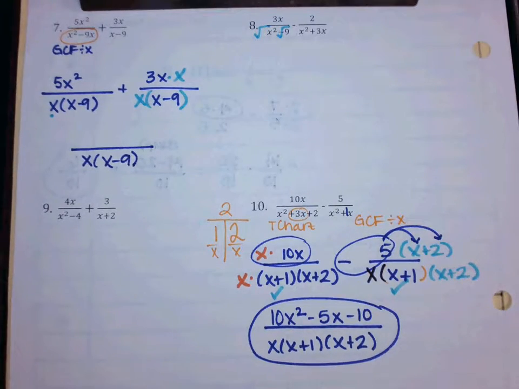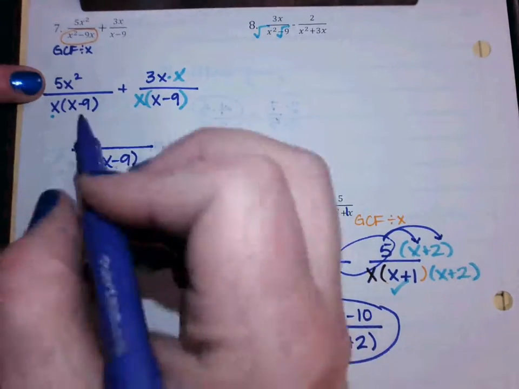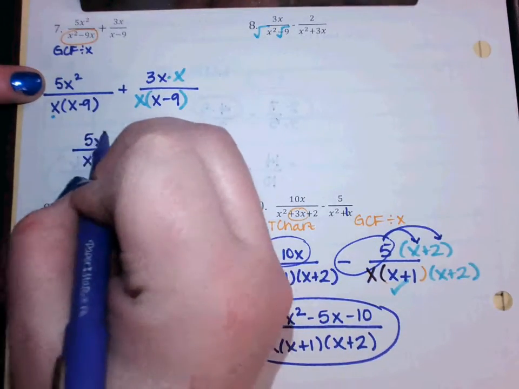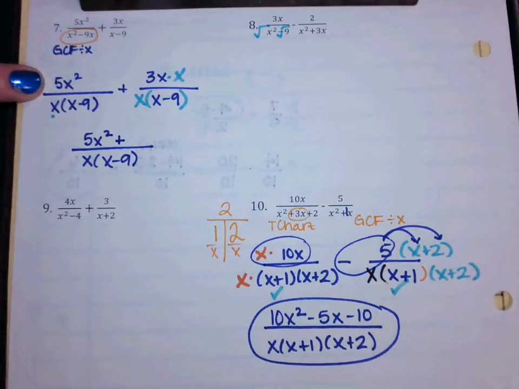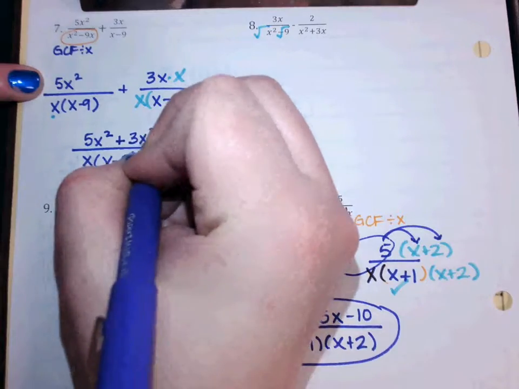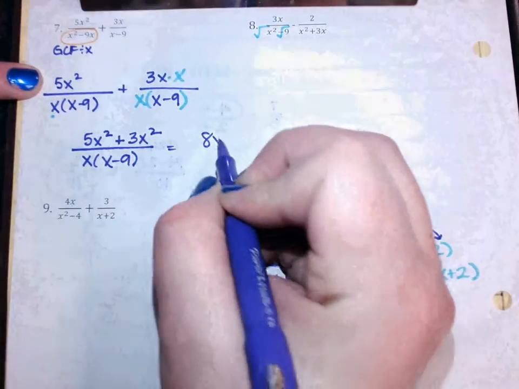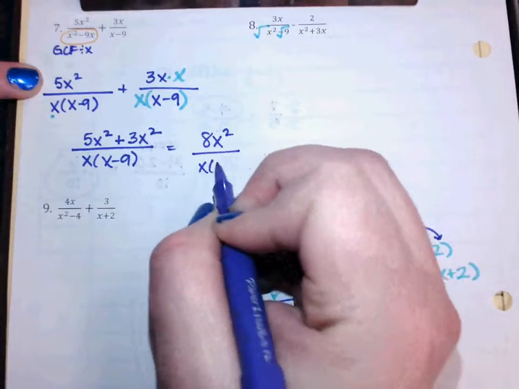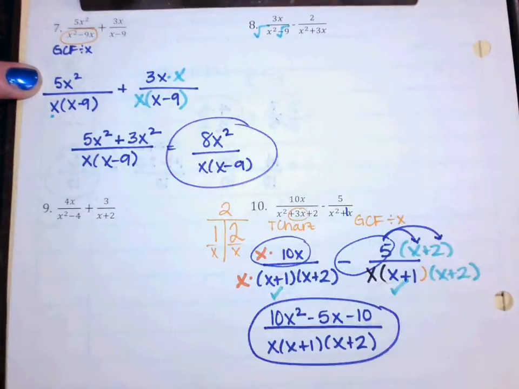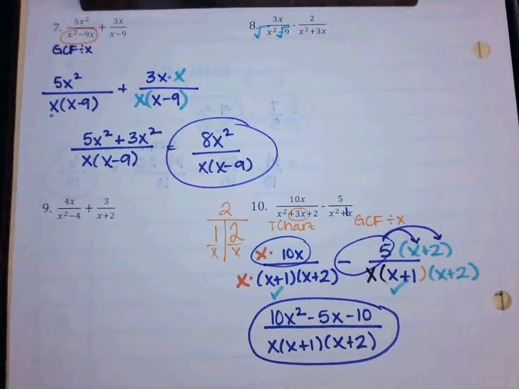But then on the top, I'm going to have to combine that into one big top instead of two separate ones. So I have my 5x squared from here. I didn't have to change that one at all, plus. And then if it's 3x times x, that's a 3x squared. And then if they're like terms, you want to put them together. Are they like terms? Yes. 5 plus 3 gives me 8x squared over x minus 9. Got it?